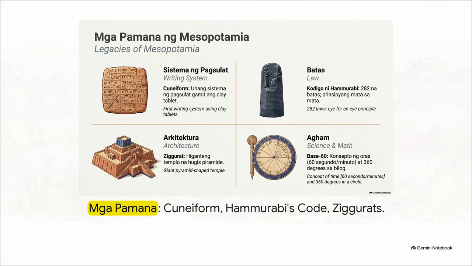Now what's really interesting here are their megapomena, their legacies or contributions. They were absolute pioneers. They invented cuneiform, which was the very first writing system using clay tablets. They also established the Kodigoni Hammurabi, a massive stone pillar featuring 282 laws, famously based on that eye for an eye principle. They built these towering, pyramid-shaped temples called ziggurats, and, amazingly enough, they gave us the base 60 math system. So next time you look at a clock, you can thank Mesopotamia for the 60 seconds in a minute.